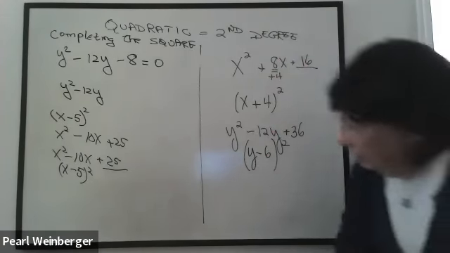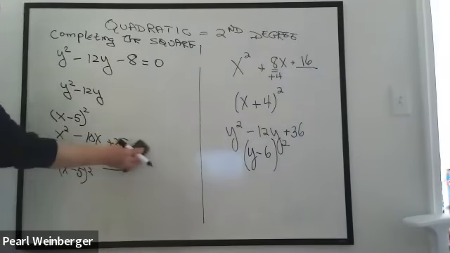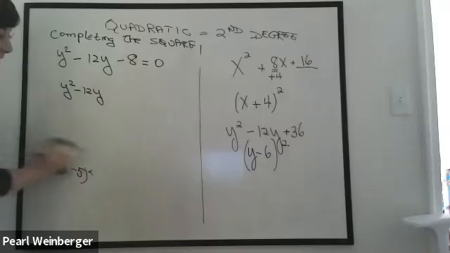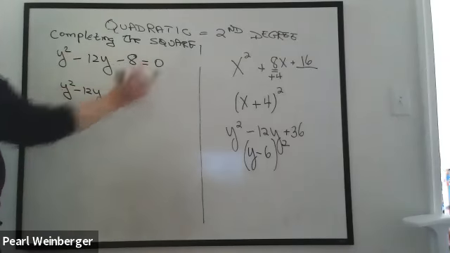Okay. So now I'm going to show you how this can work in solving a problem like this. y squared minus 12y minus 8 equals 0.